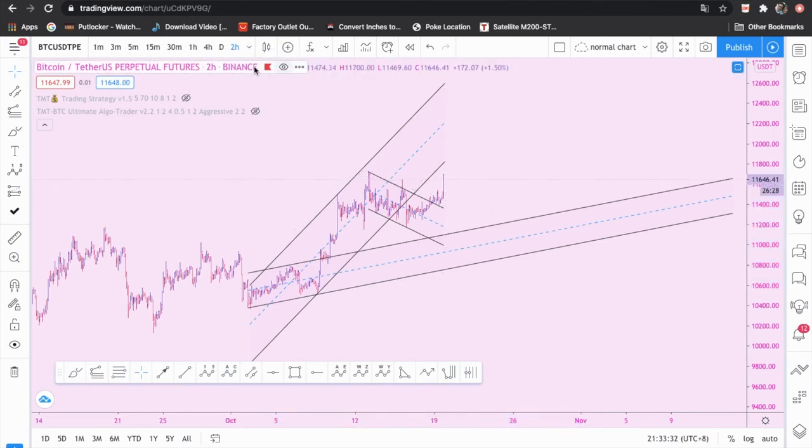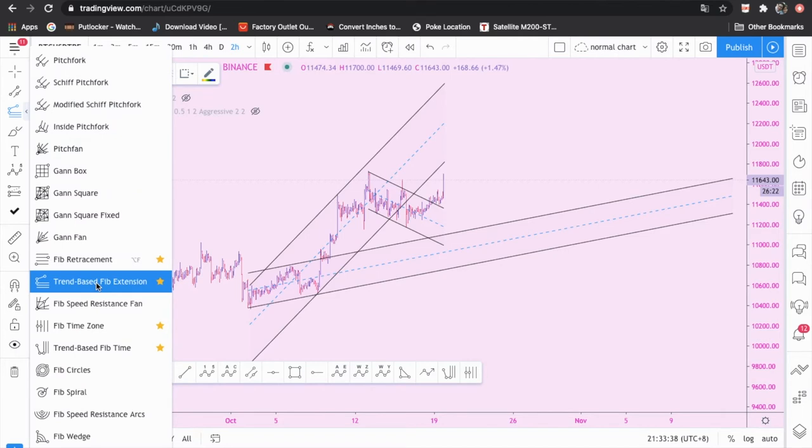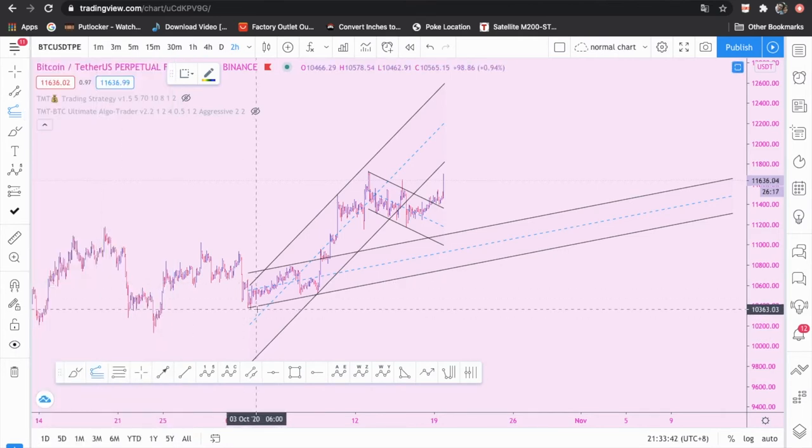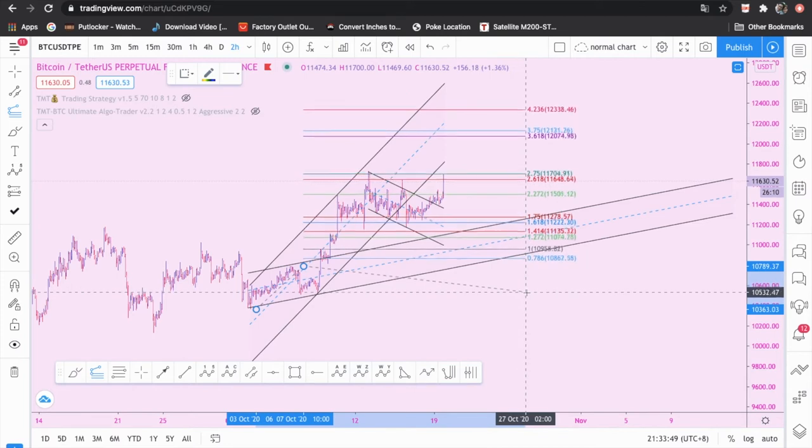Let me show you guys how I pull the fib. I'm just going to take the fib trend, it's right over here, trend fib extension. You just take the bottom here, which is where the first wave is, right here. Now you measure the top here, and then you measure it here.